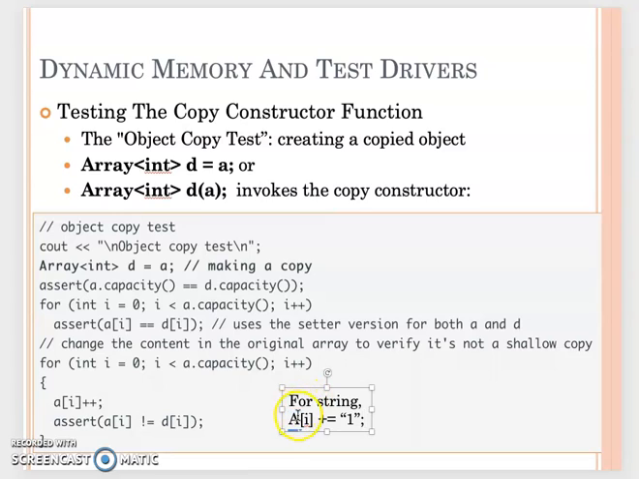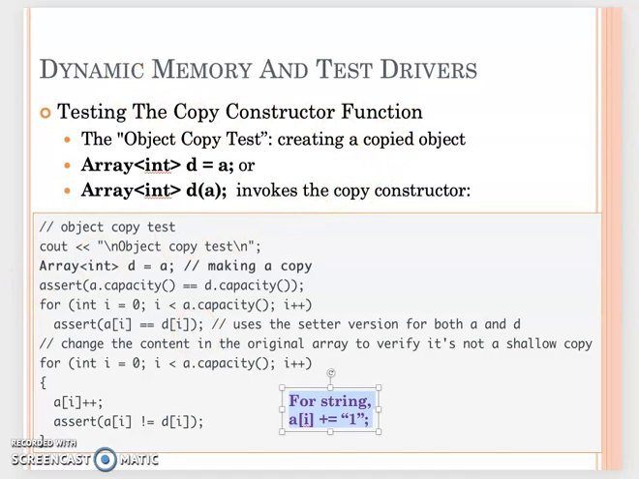Okay, so here we just add, for the string data type, you cannot do the increment. So what you can do is we just append 1 at the end of each string. Then you see you change the content from the original array. So that's for the copy constructor.